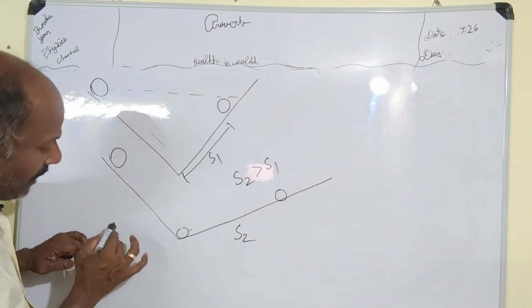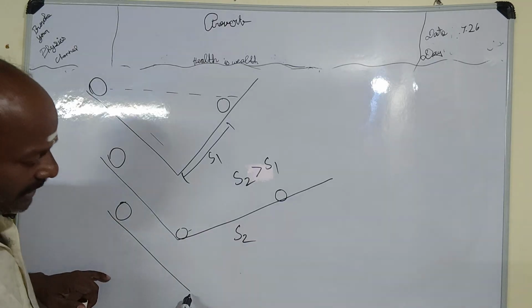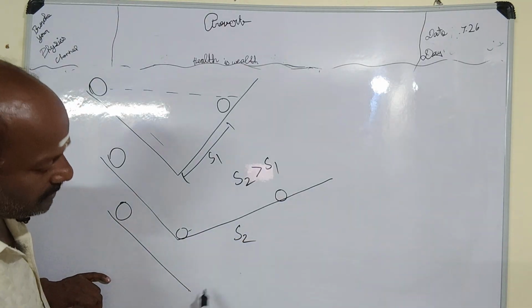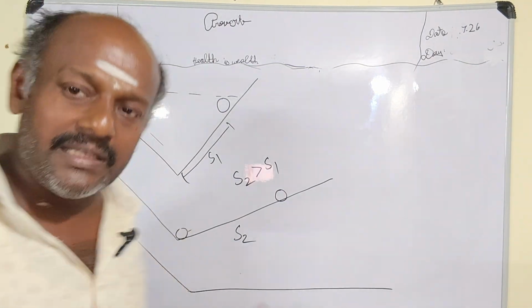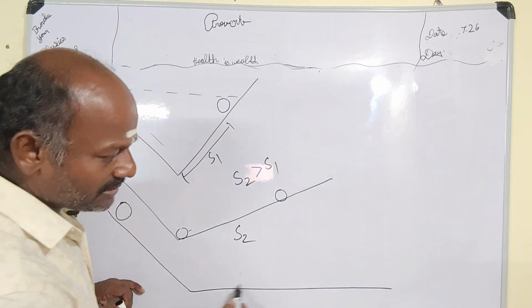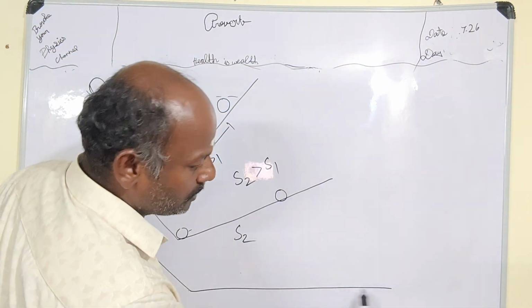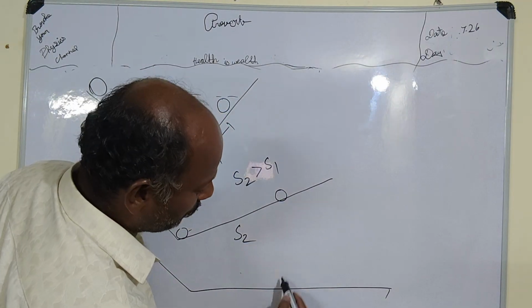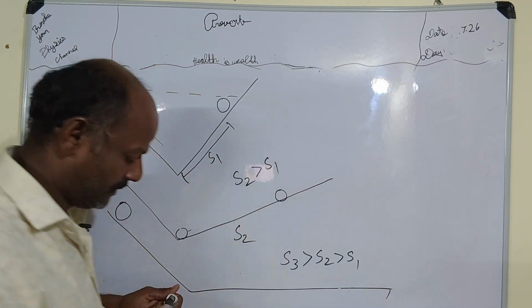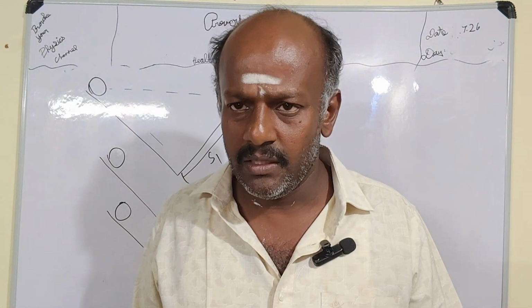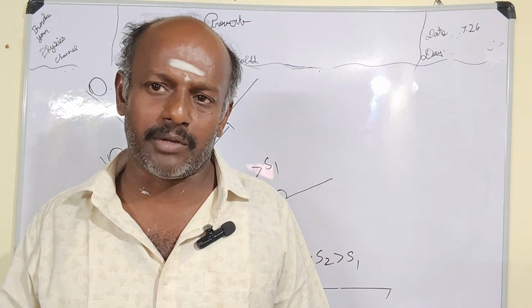Now the next time, what did he do? He released the slope and made it horizontal. In this case, the ball keeps on moving. Now S3 will of course be greater than S2 and S1. What is the big deal in this, we may think.